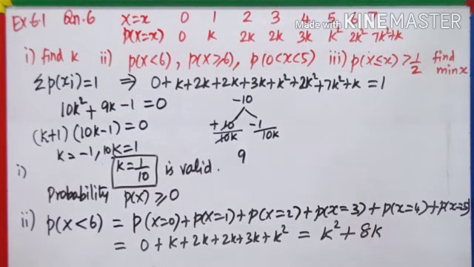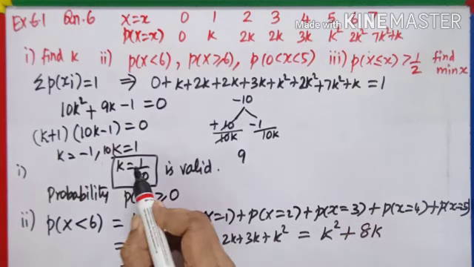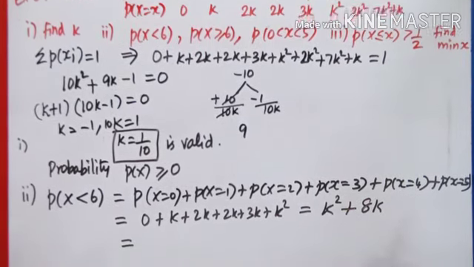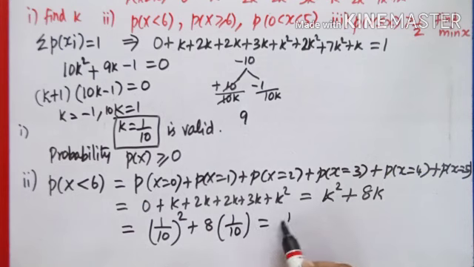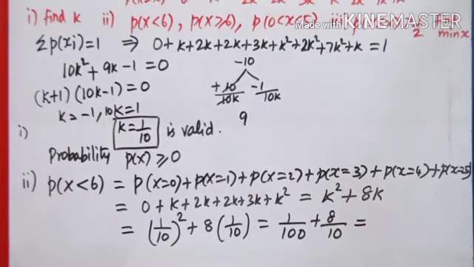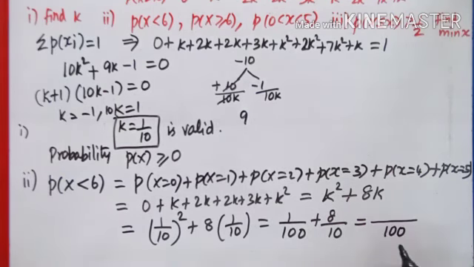K square plus 8k. K value we already know is 1 by 10. So let us substitute. 1 by 10 the whole square plus 8 into 1 by 10, which is 1 by 100 plus 8 by 10. You can use a calculator, simplify and write the answer. Or else take LCM and simplify. 1 plus 80 is 81, so I can write the answer 81 by 100, or it is 0.81.